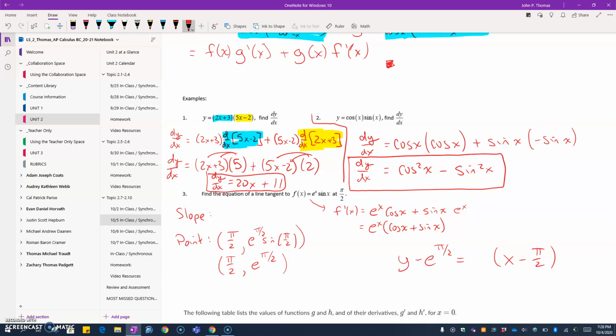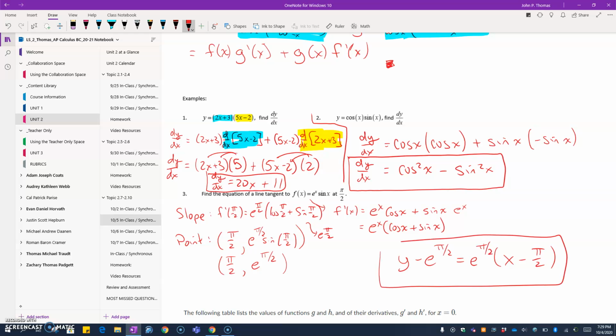And if I evaluate this at pi over 2, because we need f prime of pi over 2, I'm going to have e to the pi over 2 times cosine of pi over 2, plus sine of pi over 2, which is going to be a 0 plus 1, all times e to the pi over 2. So we'll just end up with e to the pi over 2 for the slope. All right, so we'll bring that in, e to the pi over 2, and that is our tangent line.